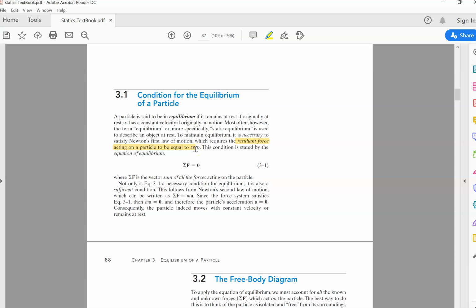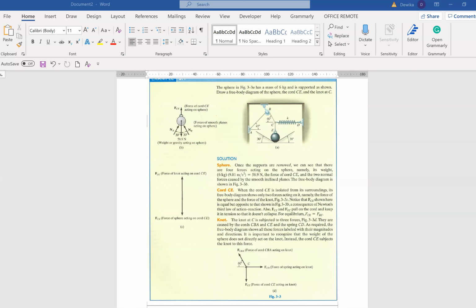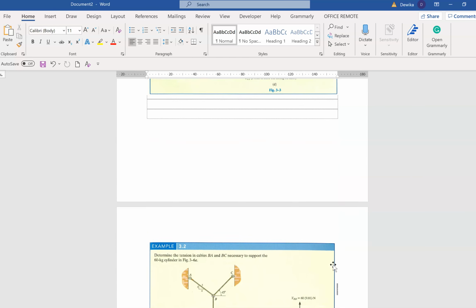So resultant force. If you have a force on the x-axis, let's say 10, and in the y-axis, let's say 10, and in the z-axis it's 10, if you sum up all these forces, maybe I should just draw and show it to you. Let me just draw here.